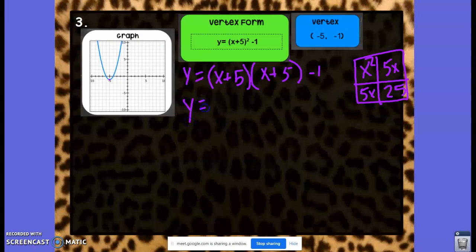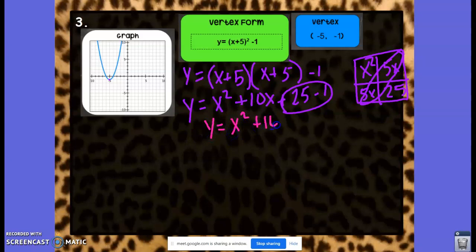So once we write that down here, x squared plus 10x, because remember you have to add these two 5x's together, plus 25 minus 1. The only thing we need to combine are these like terms right here. So 25 minus 1 is 24. So our new standard form that we're going to type into that Google slide is y equals x squared plus 10x plus 24.